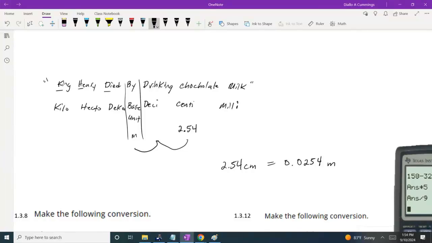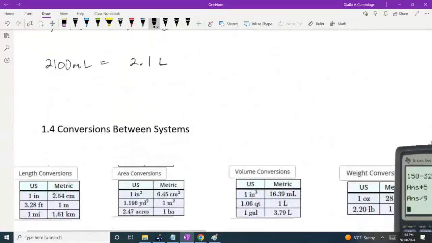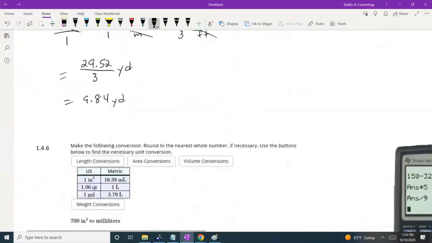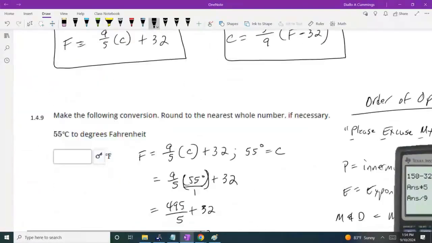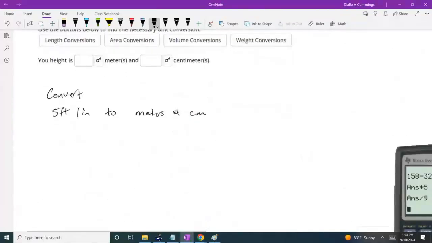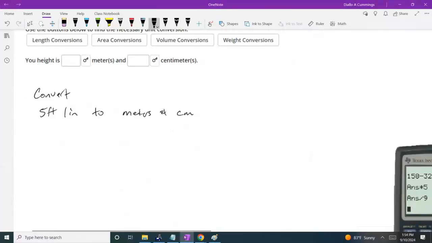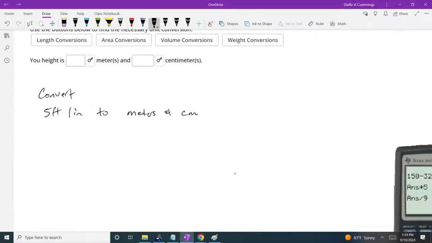So if 2.54 centimeters equals 0.0254 meters, I can use that. 1 inch is equal to 2.54 centimeters, that also means that 1 inch could equal 0.0254 meters.